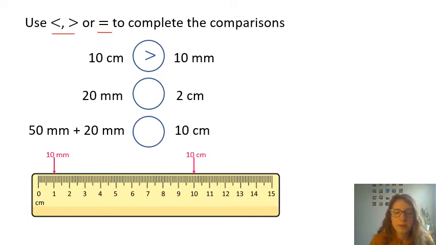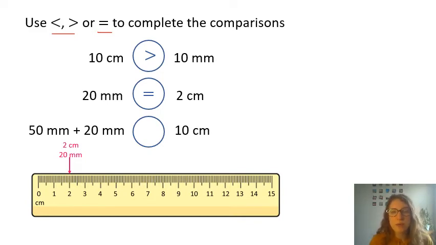Let's look at our second one then, 20 millimetres and 2 centimetres. So 20 millimetres and 2 centimetres are coming up on the same part here, so they are equal. So 20 millimetres is equal to 2 centimetres.